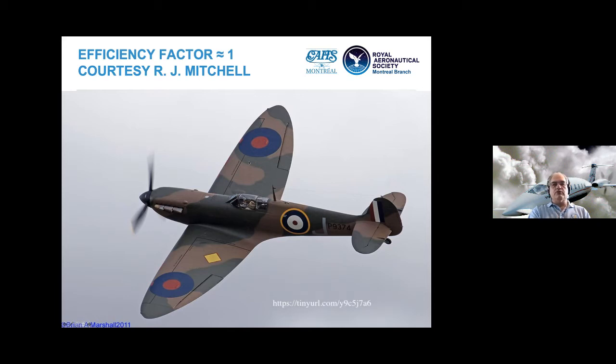Gone are the gossamer wings that we had before, which means we can now put weapons in it. Here are the machine gun ports here. And we can put fuel in it should we choose to. The Spitfire had its fuel in the fuselage, but we could put fuel in here and reduce our wing bending.